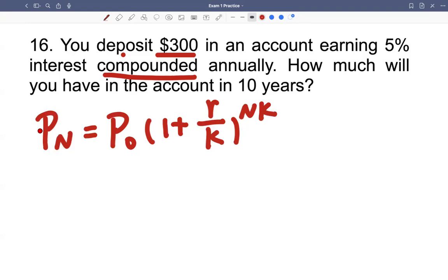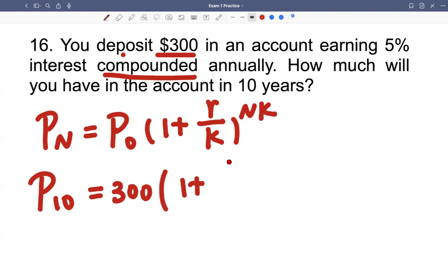So Pn, in our case, is P10. Do we know how much after 10 years? We don't know. We're trying to find it. P naught is the amount we invested or deposited, which is 300. Then 1 plus r, where r is the interest, 5%, which equals 0.05.